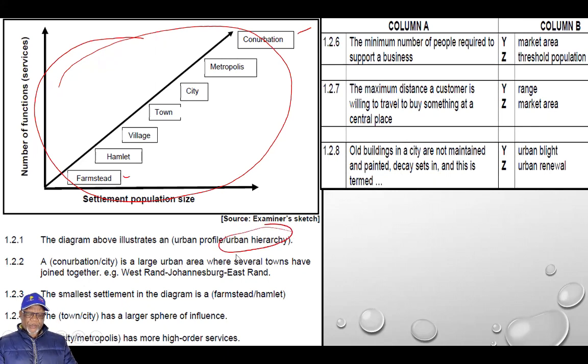The next question: a conurbation or a city is a large urban area where several towns have joined together. So it will make this a conurbation. The smallest settlement in the diagram is a farmstead or a hamlet. So this one will be the one at the bottom, which is the farmstead. So the correct answer there will be the farmstead.